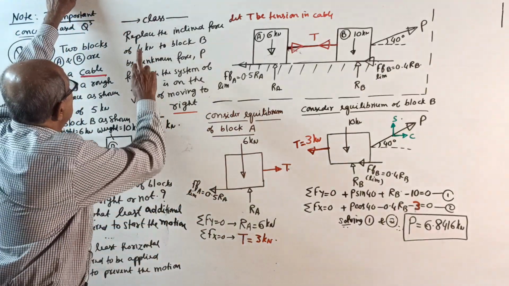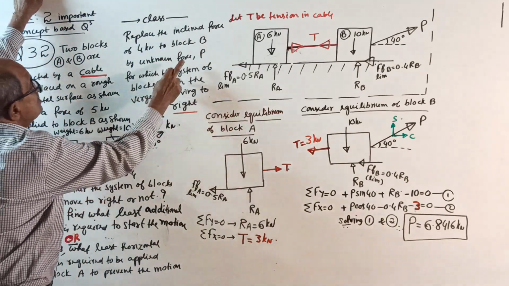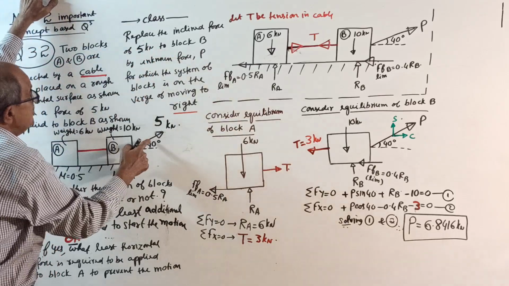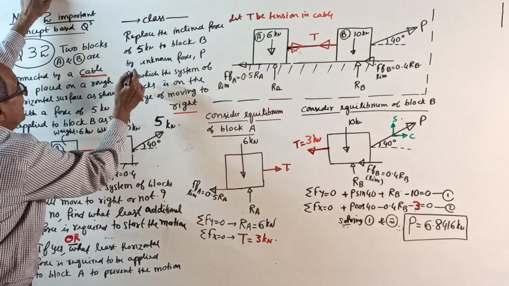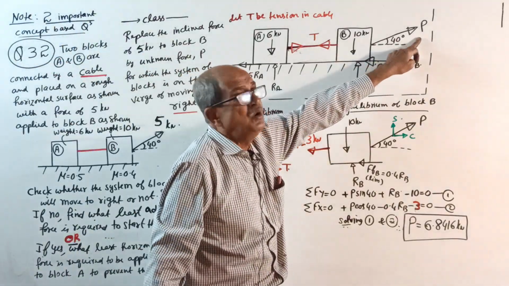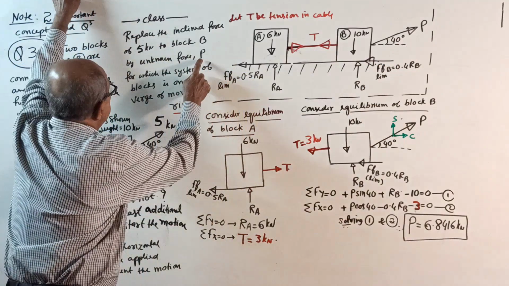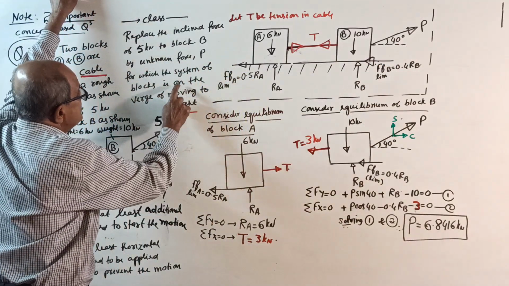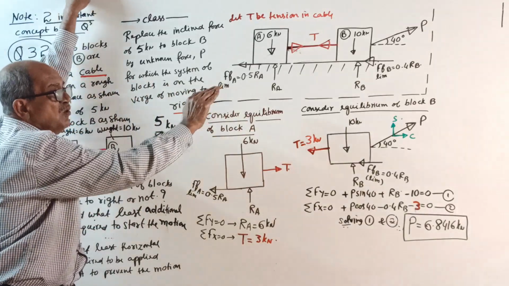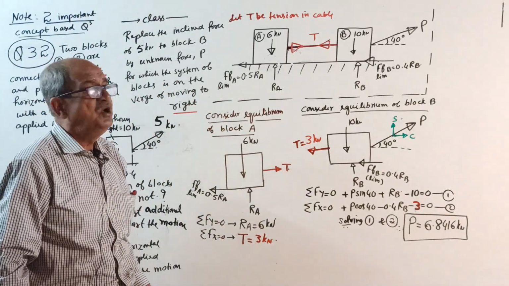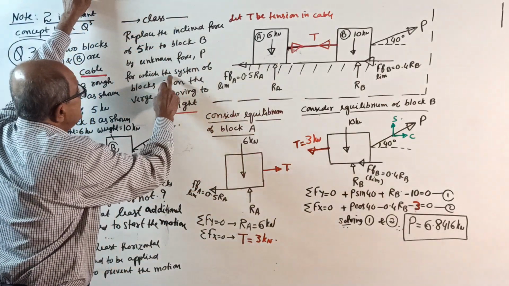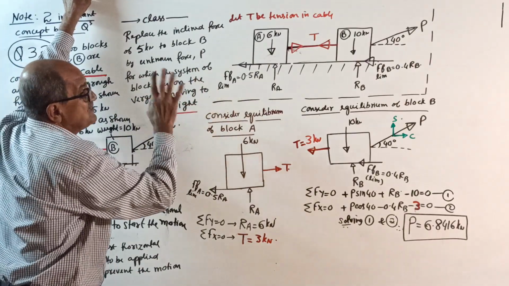Therefore, what you do is replace the inclined force of 5 kN. Okay, I wrote 4, I don't know why I wrote 4. Replace the inclined force of 5 kN on block B by an unknown force P. You replace it by an unknown force P for which the system of blocks is on the verge of moving to the right side. They want to check whether this 5 kN will move it or not. So find the least unknown force P for which the system of blocks is on the verge of moving to the right side.